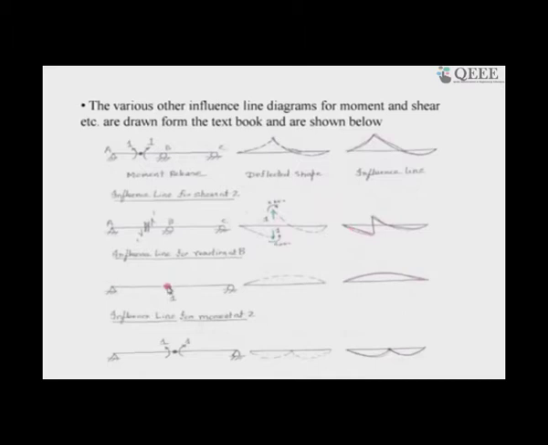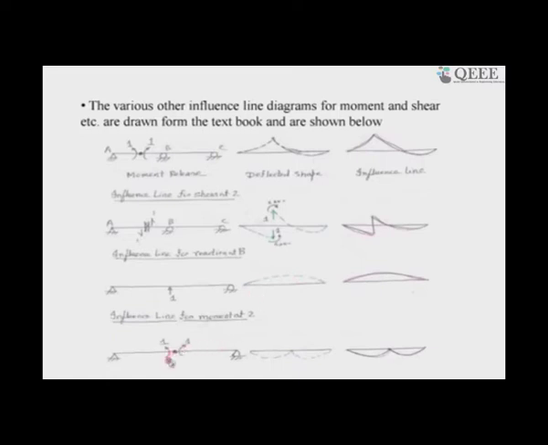Similarly, it is much easier to understand if you are interested in the middle portion, the reaction at B instead of the reaction of A. You can remember, as in the reaction of A it deflected like this, because A was going up. Now at B, if you put a unit load, it will definitely deflect like this. So this curved line is the influence line diagram qualitatively for the reaction at B.